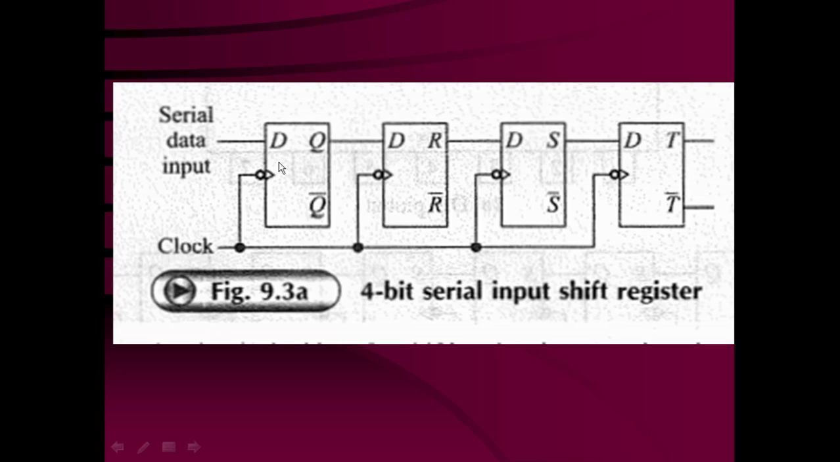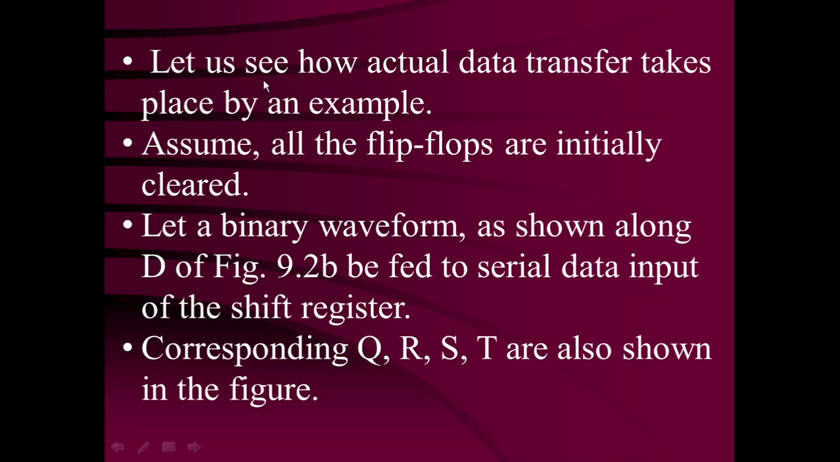So, every time a negative edge of the clock occurs, the output of Q will be transferred to the R flip-flop, output of R is transferred to the S flip-flop, output of S is transferred to the T flip-flop, and whatever data is presented at the serial data input will be loaded into the flip-flop Q. Let us see how the actual data transfer takes place by an example.